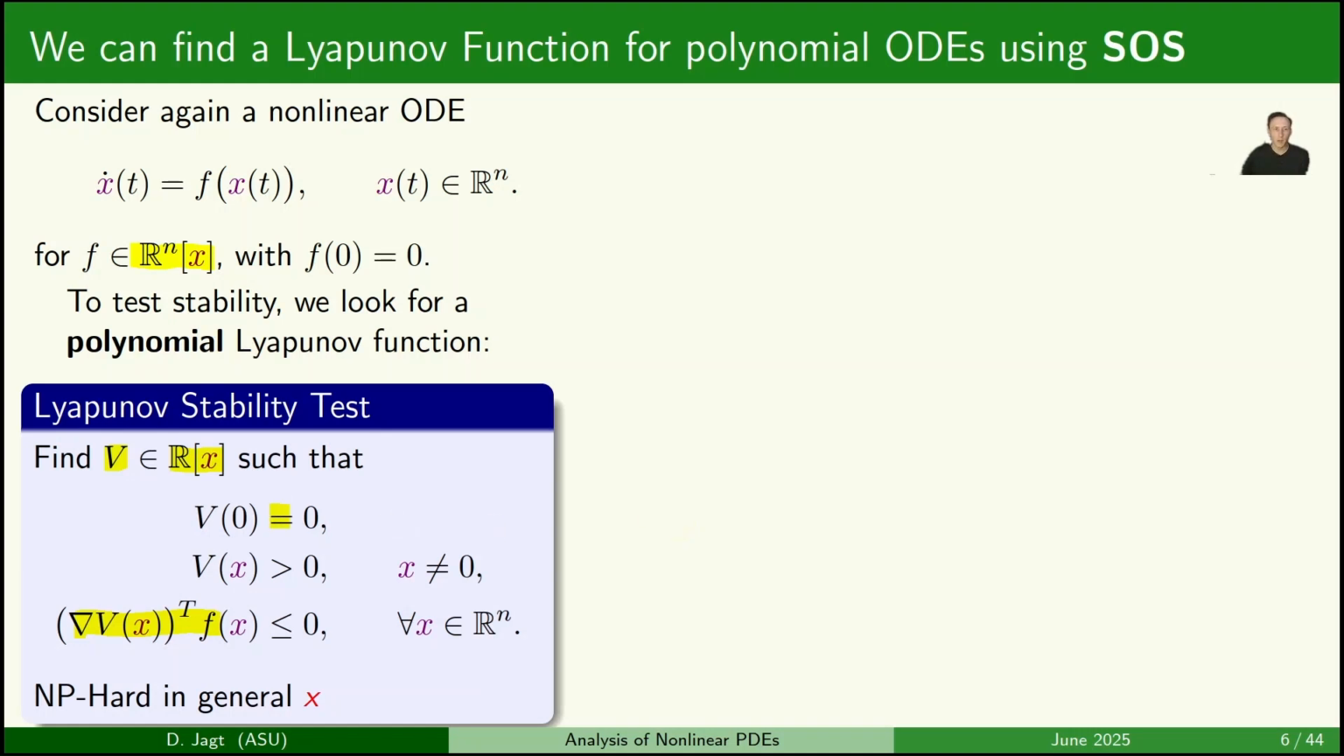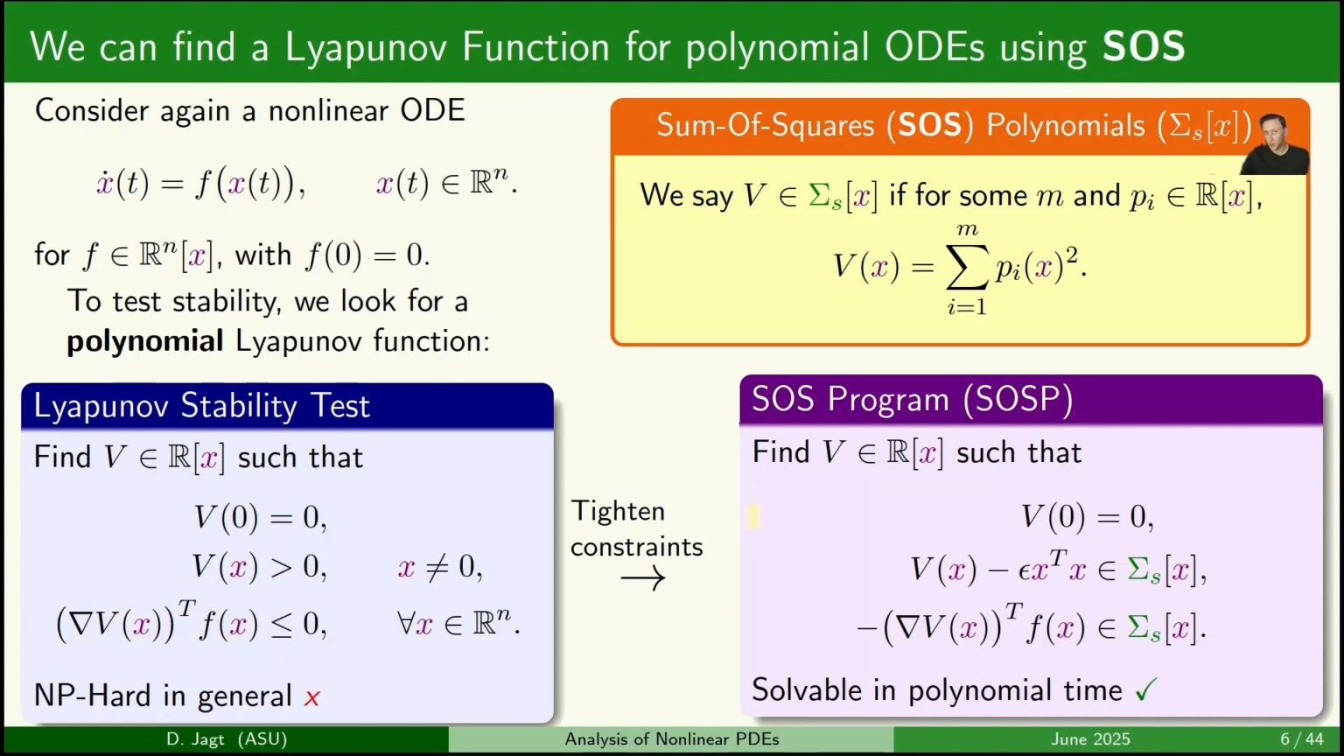So that is, we have these equality and inequality constraints on polynomial functions. Unfortunately, solving such polynomial optimization problems is NP hard in general. And in particular, we don't have an efficient method for enforcing negativity of these polynomials. So instead, we will tighten these positivity and negativity constraints to sum of squares constraints.